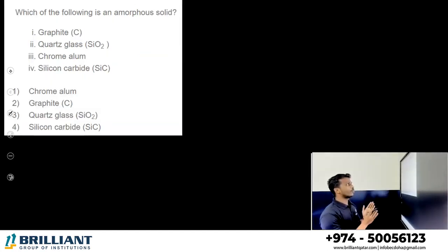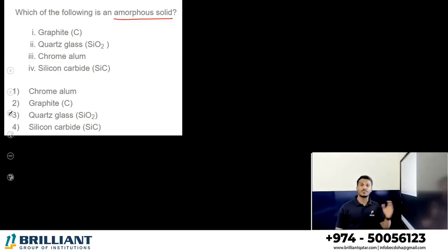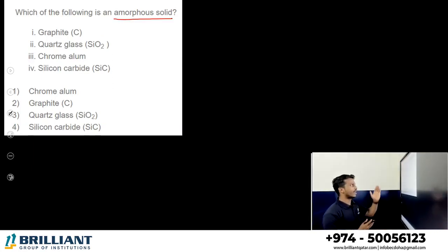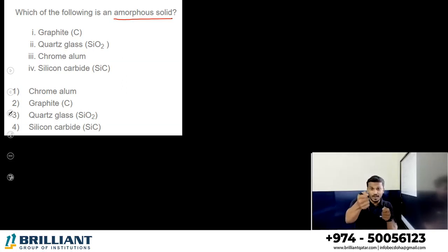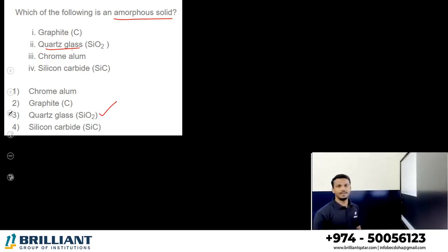Second, which of the following is an amorphous solid? You know, graphite is a crystalline solid. Chrome alum, silicon carbide, all belong to the crystalline category. The only one is quartz glass. Mainly, glass belongs to the amorphous one. What is the main property of an amorphous solid? If you cut an amorphous solid with a sharp-edged tool, you cannot say where it is going to break, or what the shape or structure of the newly formed pieces will be, because it has only short range order. So quartz glass is the only one that is amorphous in nature here.